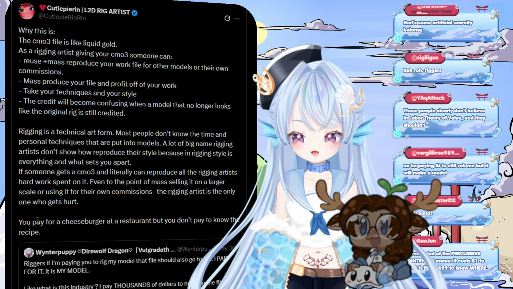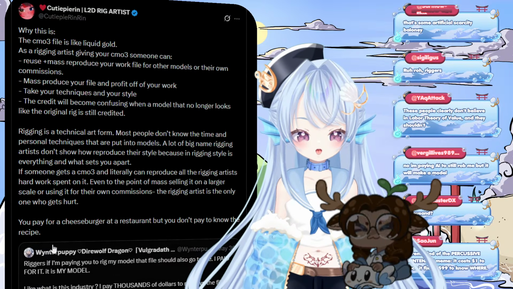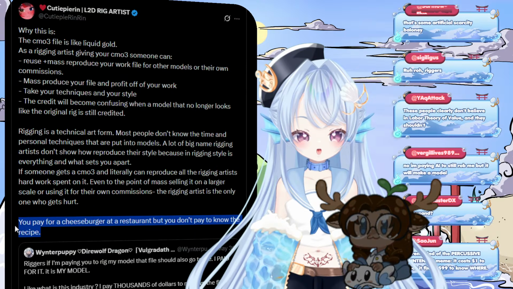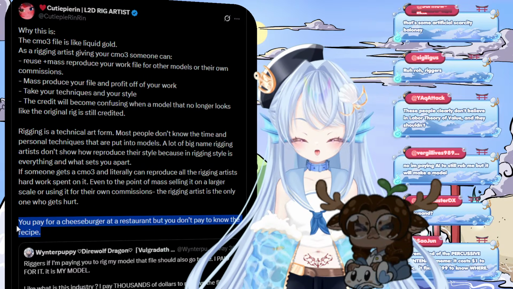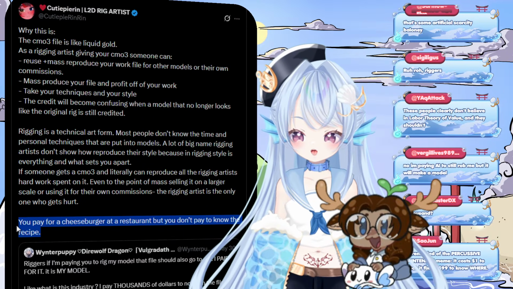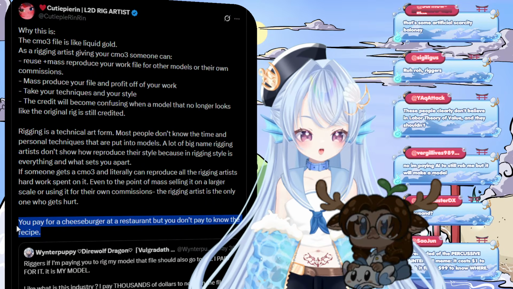You pay for a cheeseburger at a restaurant, but you don't pay to know the recipe. Again, I love that they keep using this cheeseburger thing, because you know what the cheeseburger recipe is? It's two pieces of bread, a burger patty, and a slice of cheese. Why do you guys keep making this comparison?